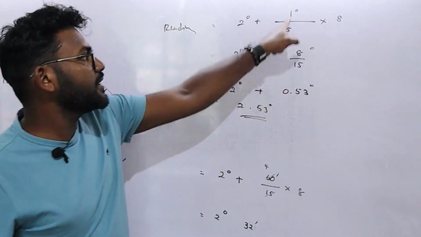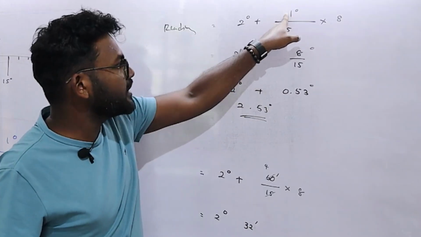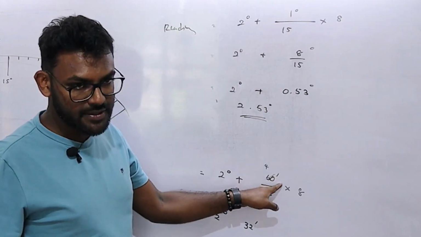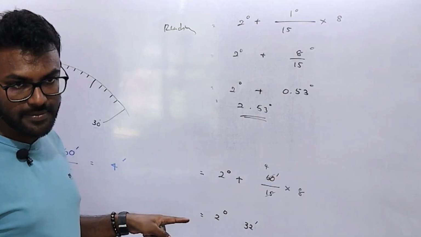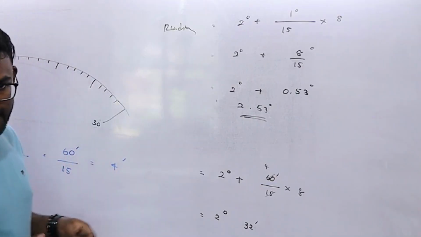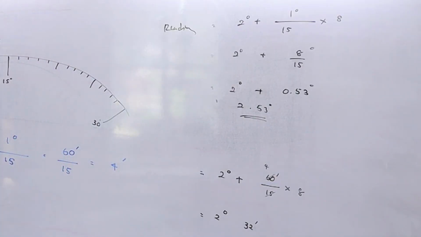So this is also in degrees. Or else you can convert this 1 degree to 60 minutes and you can write it like this. Either way it works, right? Got it? Great. Similarly, you can try the other questions given on page 13, the upper ones.